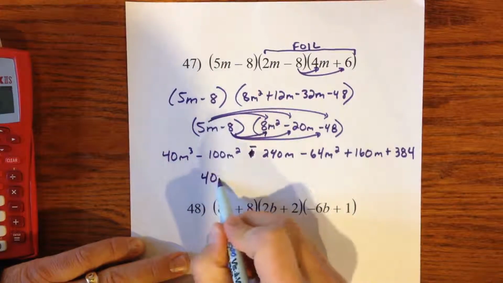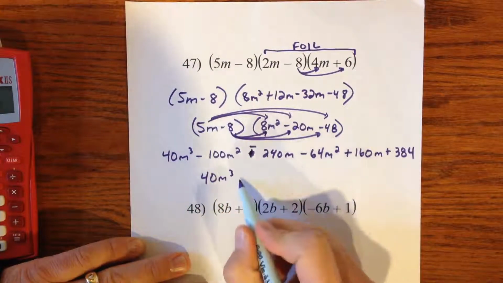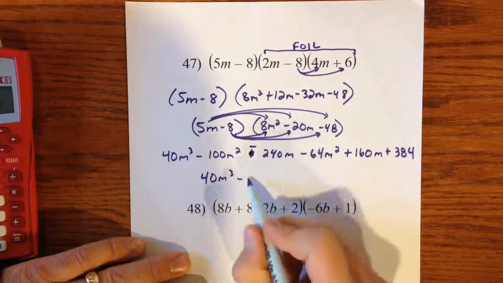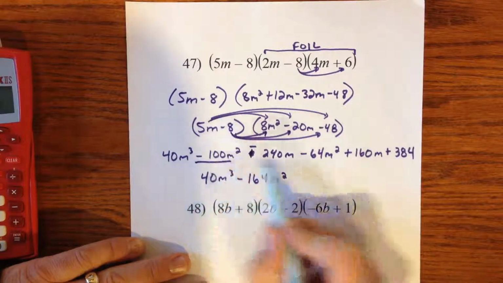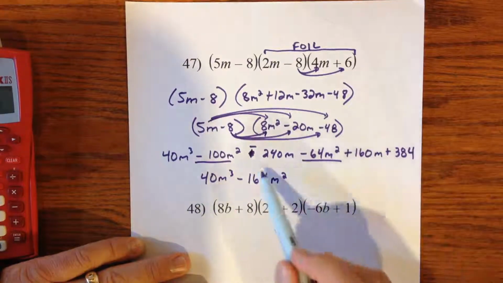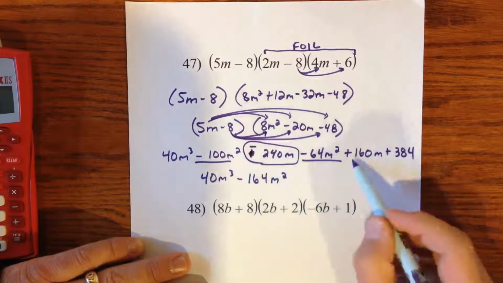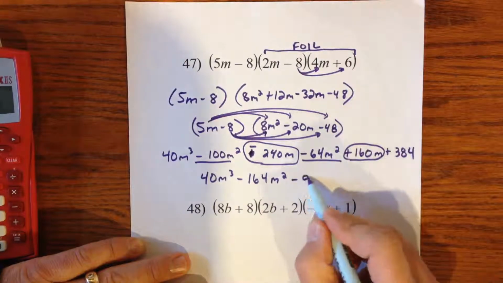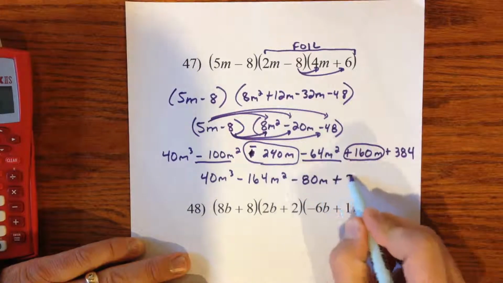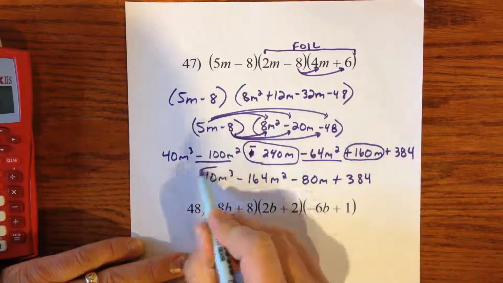So I have 40m cubed minus 164m squared. I put those two together. Then I have a negative 240 and a positive 160. That looks like negative 80m plus 384.